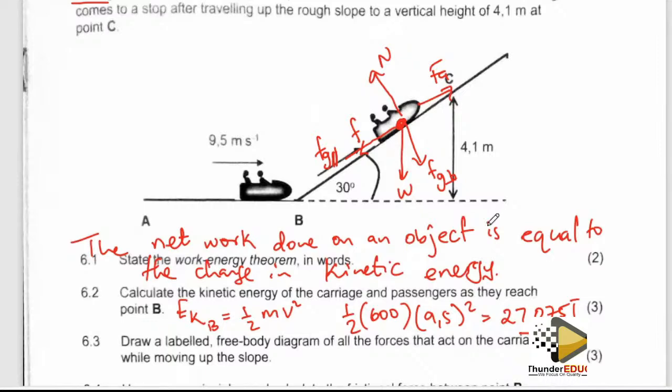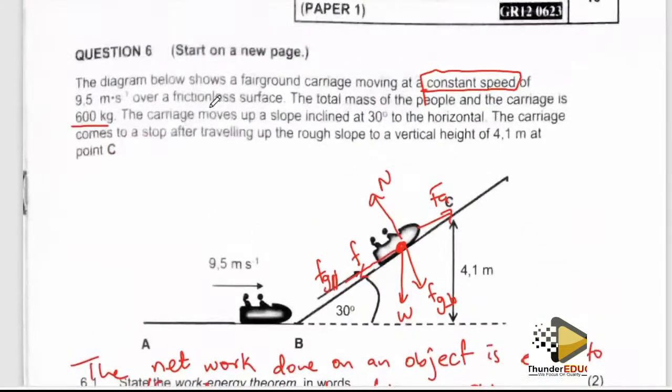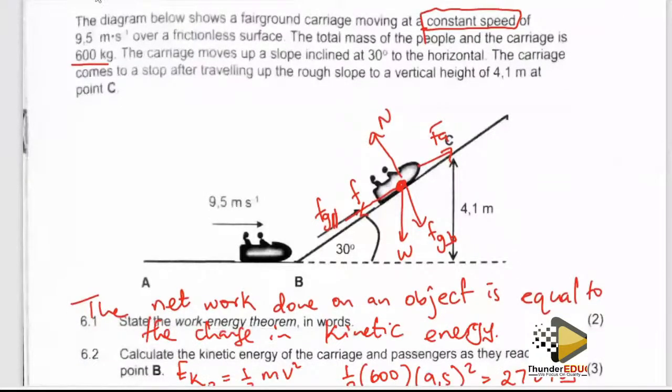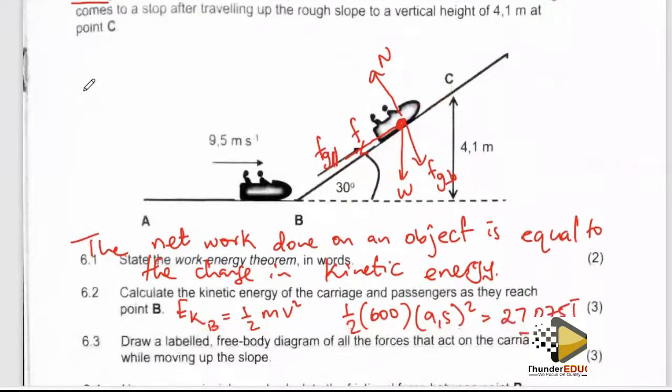What is the question asking for? The carriage, constant speed, then it comes to rest. Okay, so since there's nothing pulling this, and it came with some bit of velocity just to climb and come to a stop, then there's not going to be any applied force there. Nothing's pulling it up. It's just taking itself up.